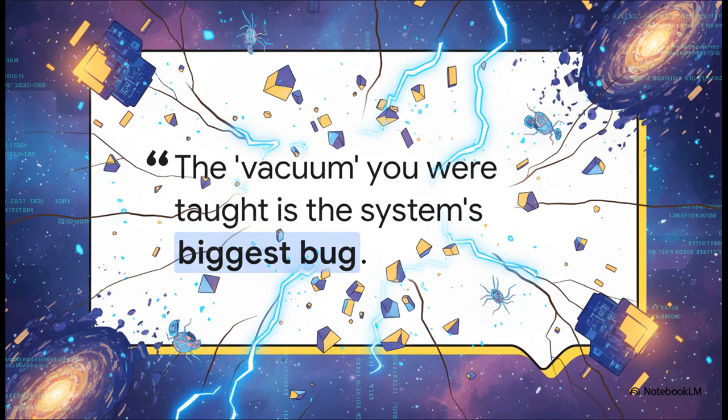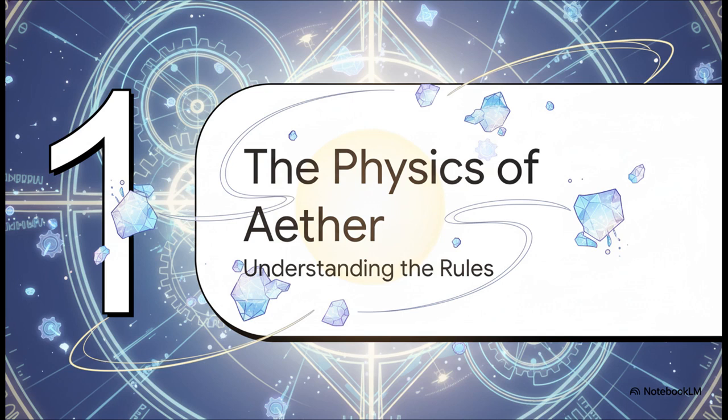Right from the get-go, the sources we're looking at today make a huge claim that the very foundation of our physics, this idea of a vacuum, is not just wrong, but it's a deliberate error, a bug in the system, if you will. So, to even begin to understand this alternate reality, we have to throw out our rulebook and learn its unique laws of physics. And it all, and I mean all of it, starts with a single concept: ether.